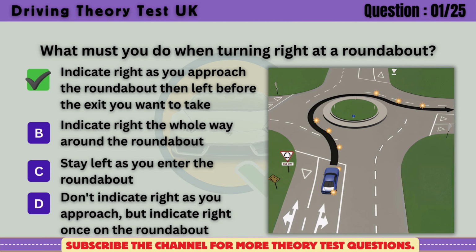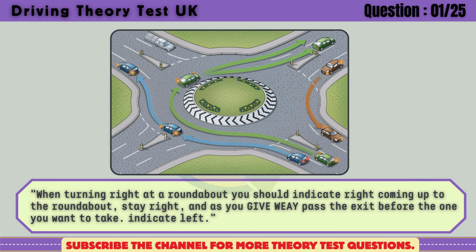Answer was A. Indicate right as you approach the roundabout, then left before the exit you want to take. When turning right at a roundabout, you should indicate right coming up to the roundabout, stay right, and as you give way past the exit before the one you want to take, indicate left.